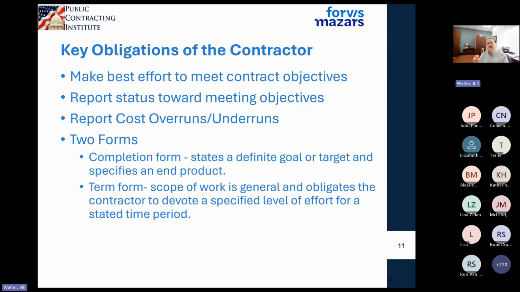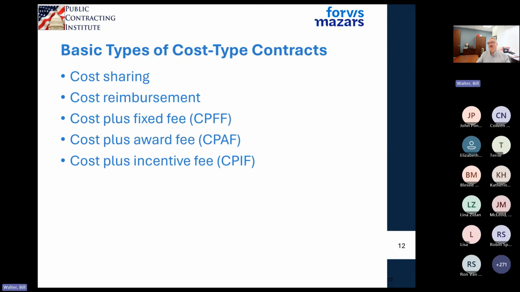The term form is where during the term of the contract performance, you have to provide a certain number of hours. You say you're going to provide a specific level of effort during that period. And if you fail to provide that level of effort, well, the government has a lot of options that they can do. But generally, term form is where the government says, you're going to tell me you're going to provide 5 FTE staffing positions, and they're going to be available. They're going to be my beck and call people. I can call them in whenever I want them.